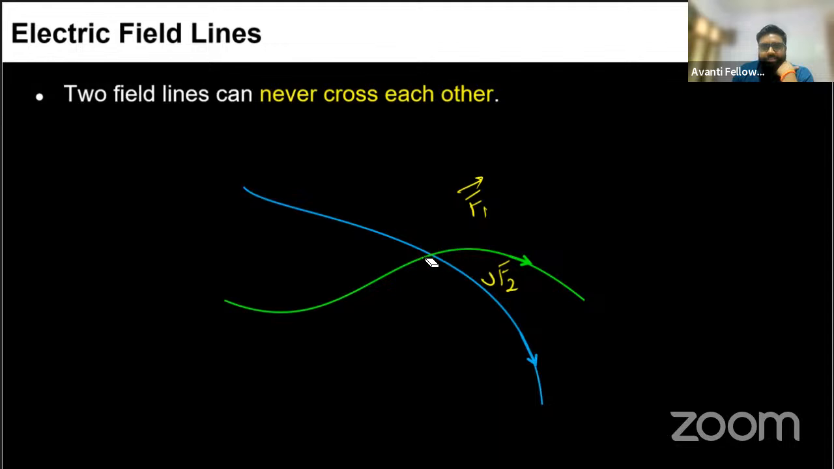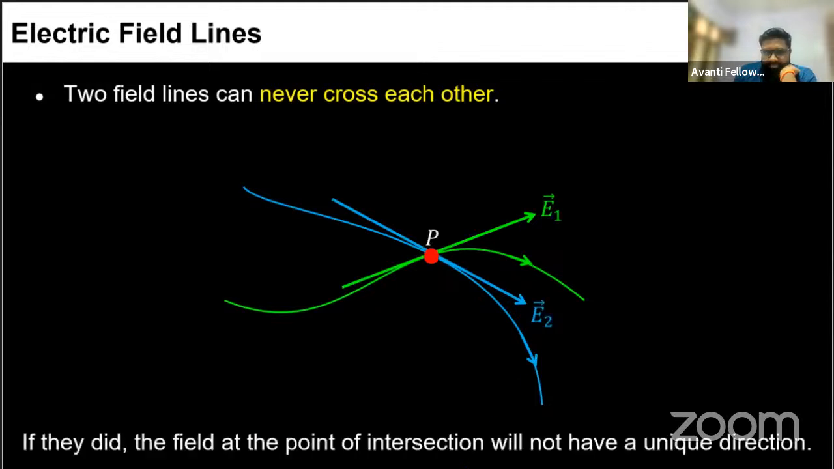Because at the point of contact, they will have two directions of force or electric field. It will not have a unique direction. Okay?